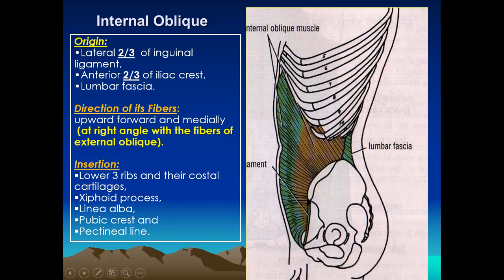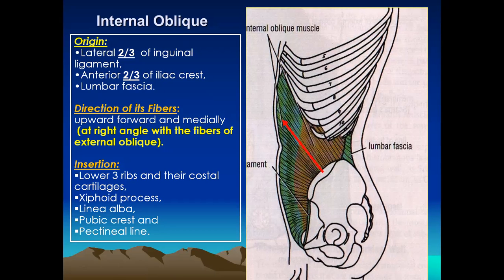So the origin of this internal oblique is from the lateral two-thirds of the inguinal ligament, as well as the anterior two-thirds of the iliac crest, as well as the lumbar fascia. The origin of the external oblique was from here, and the insertion was here. But the origin of this muscle, the internal oblique, which is deep to the external oblique, is here: the lateral two-thirds of the inguinal ligament, the anterior two-thirds of the iliac crest, and the lumbar fascia.